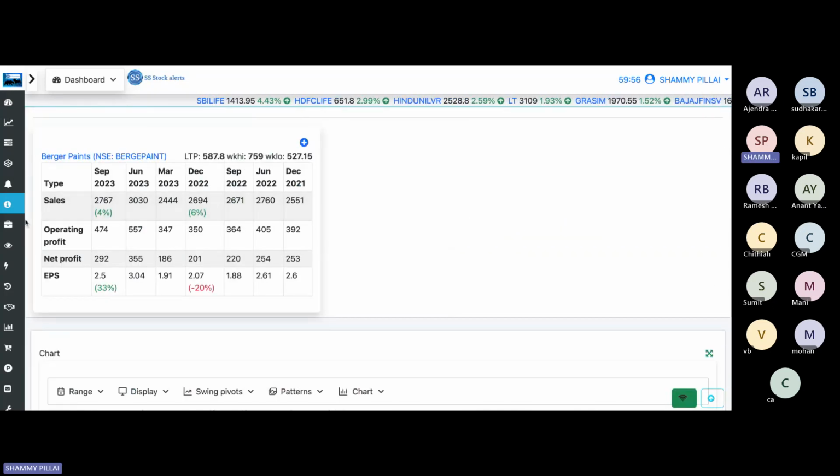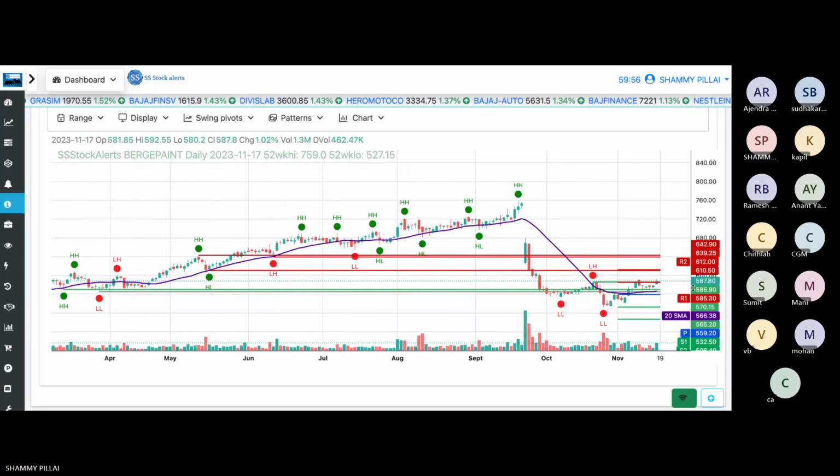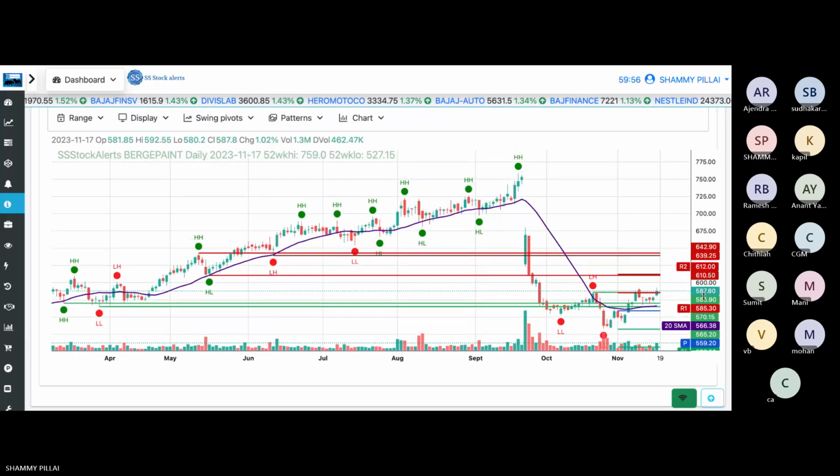And look at this. We have given everything. We don't have to look at the September 2022 figure, 2671. Look at the September 2023 figure, 2767, incremental. Look at 364 operating profit. Do you think the EPS was 1.88? Do you think EPS 2.5 is negative? No, it's in the accumulation zone. You will come to know soon where the stock is heading. Correct.